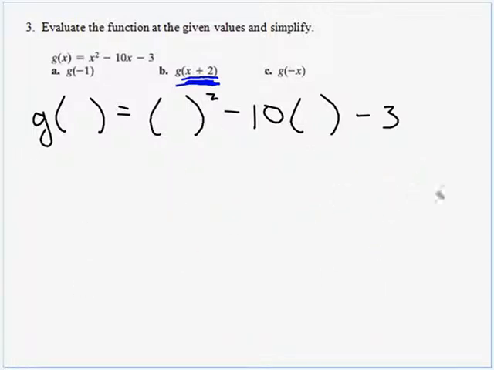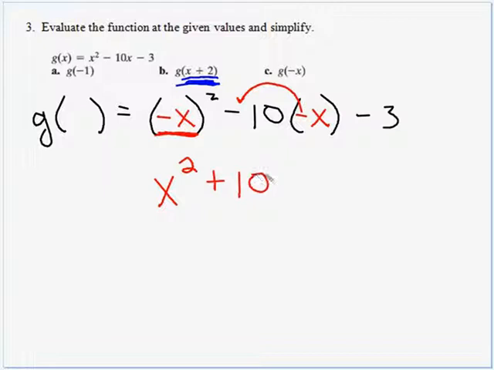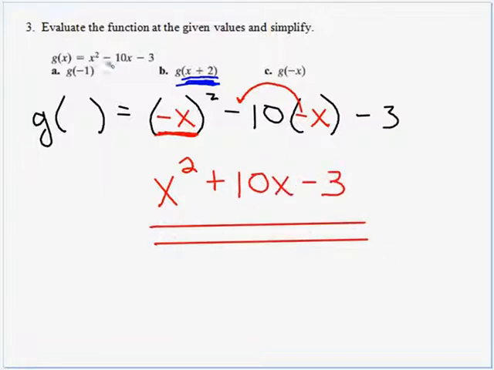Now the last one, we're plugging in a negative x. Negative x times negative x is positive x squared. Here the two minuses will hit and become a plus 10x, and then minus 3. So it's exactly like our original equation, but that minus got changed to a plus. Everything else is the same.